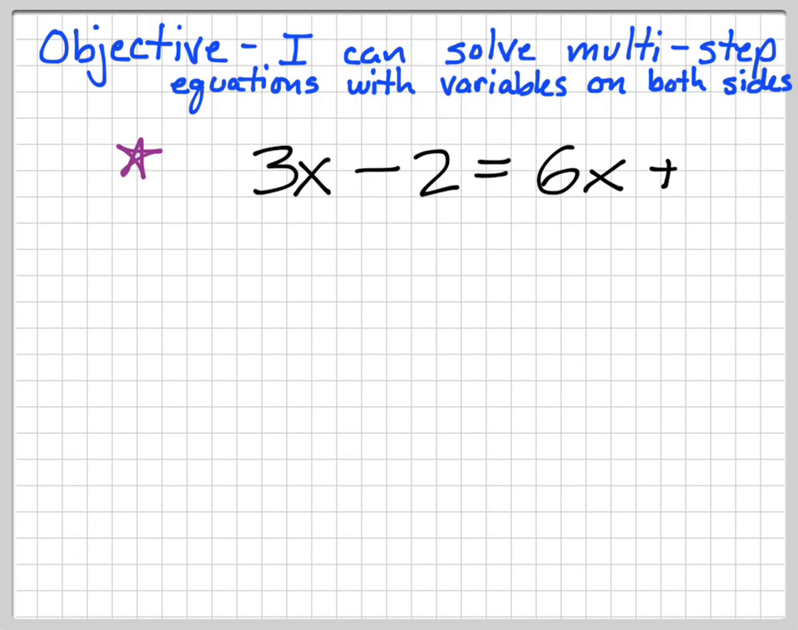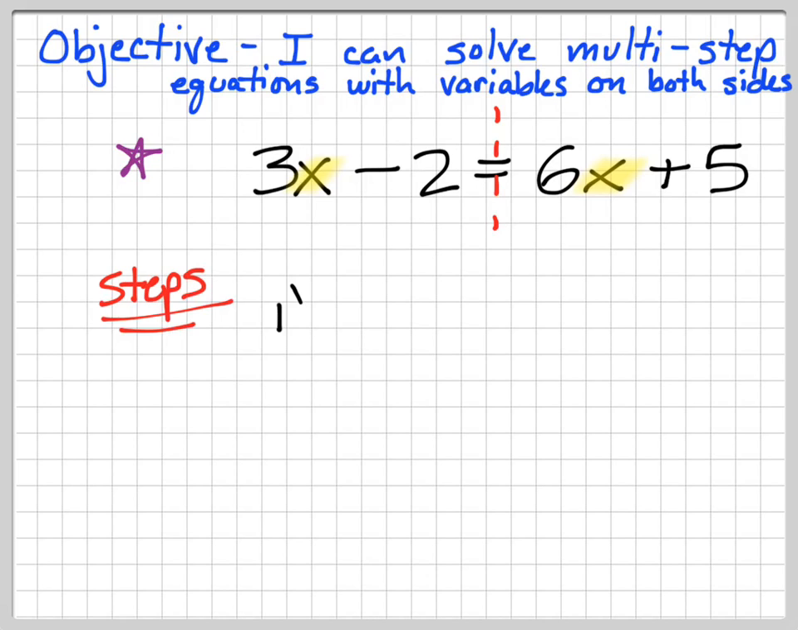3x minus 2 equals 6x plus 5. You'll notice I have two variables, 3x and 6x. And again, I have that imaginary line that goes through the middle of my equation. So here's a scenario where I can't combine like terms because one x is on one side of the equation, the other x is on the other.